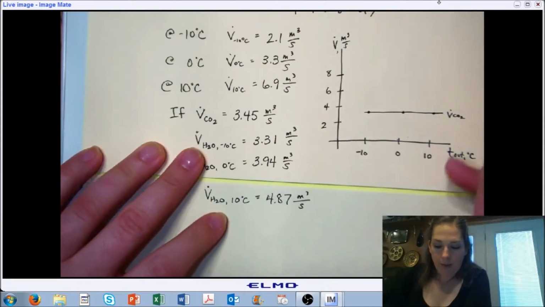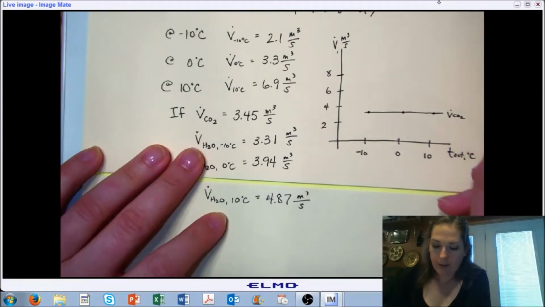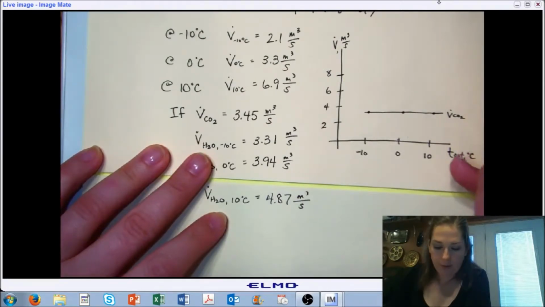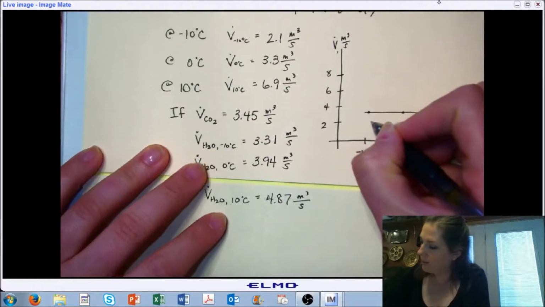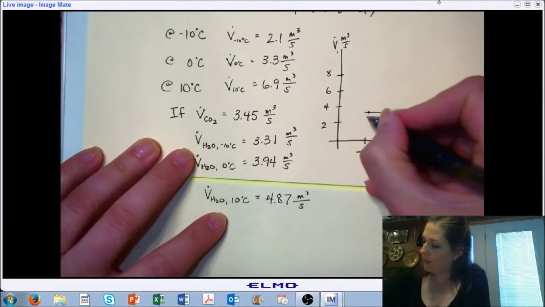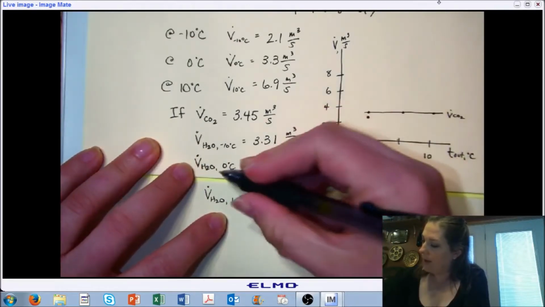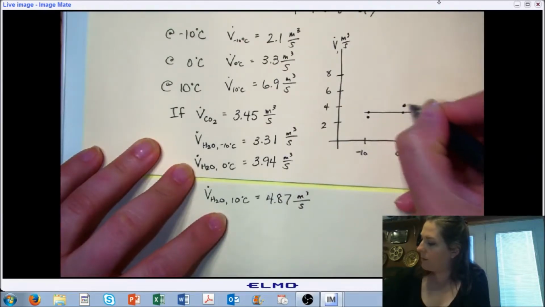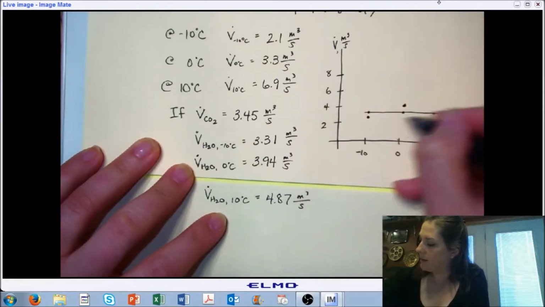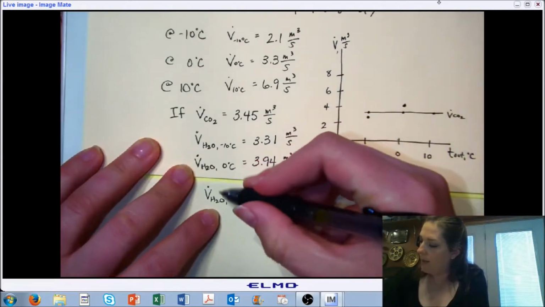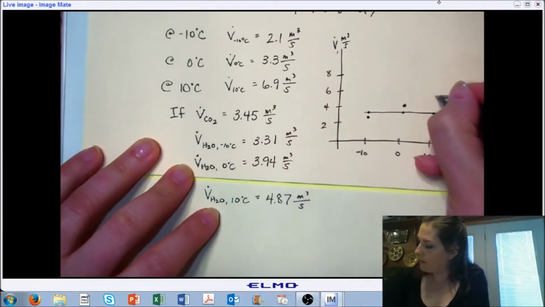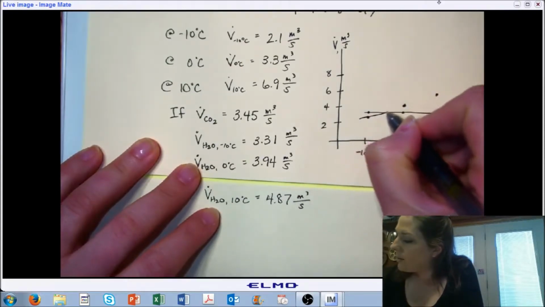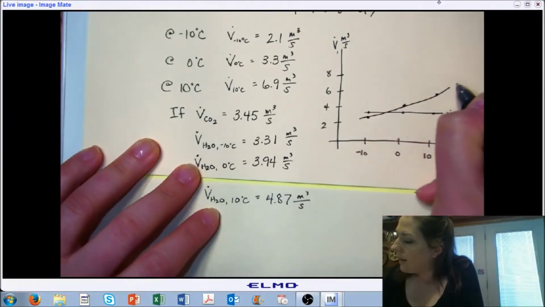And then the next curve I'm going to draw on here is the ventilation rate for moisture. So at minus 10, we're a little bit below. At 0, we're a little bit above. It's probably not exactly to scale here, but we're a little bit above. And then here we're 4.87, so we're a little bit more above. All right, and then we're going to connect that.